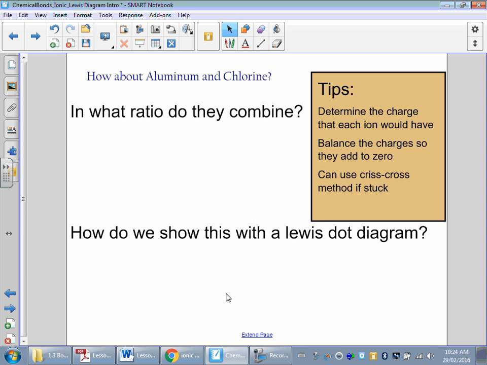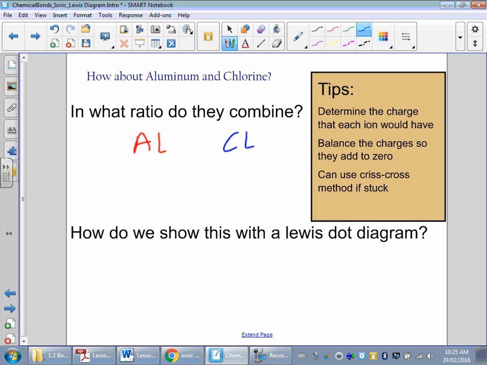So what about aluminum, or aluminium where I come from, and chlorine? In what ratio do they combine? And how do we show it with a Lewis dot diagram? Well, a Lewis dot diagram can be a good tool to figure out how they combine, but let's try to do it without the Lewis. We would determine the charge that each ion would have. So we're going to write out our atoms first.